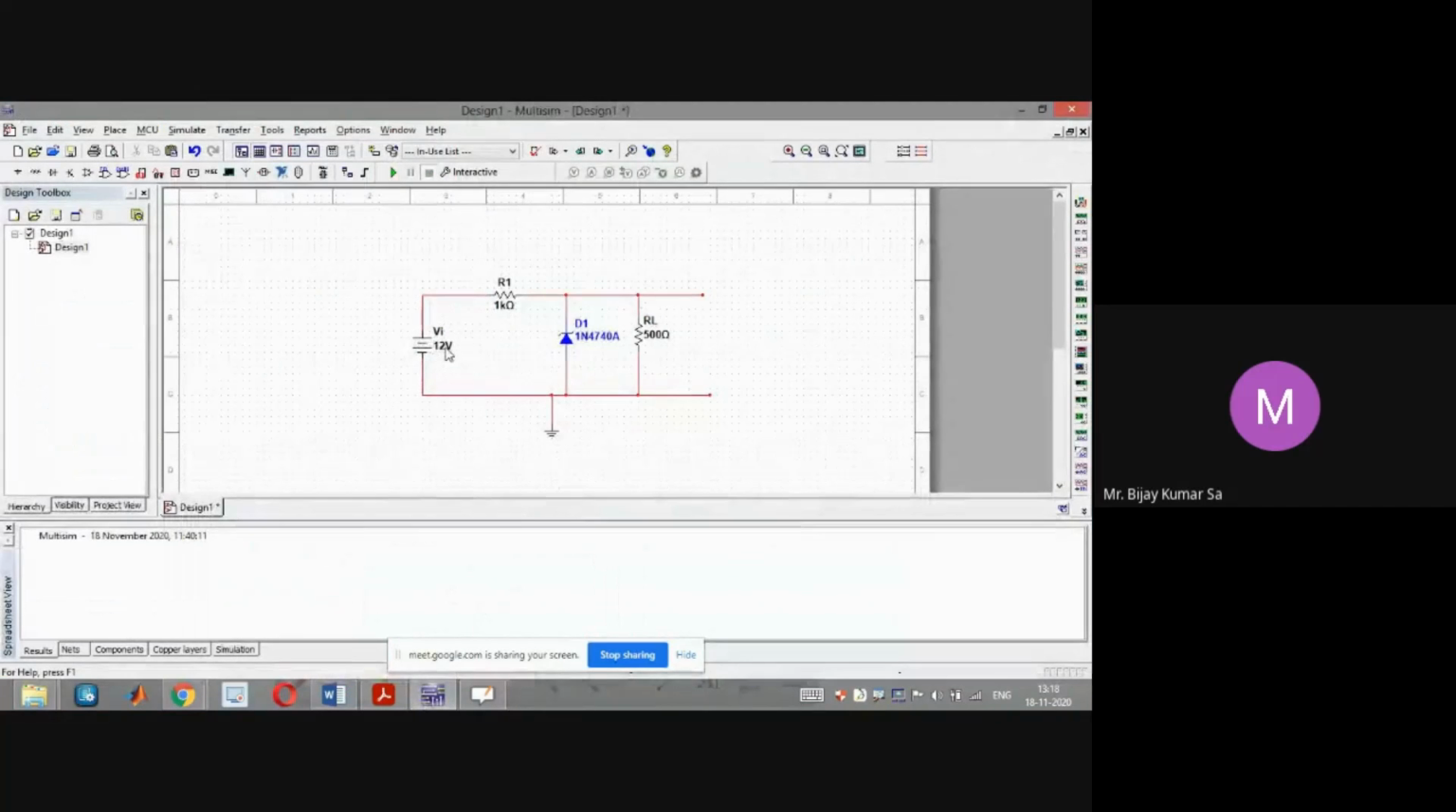So when VI is 12 volt, what do you expect at the output? How much voltage will come out? At the output, how much voltage will you get? Calculate. You have already calculated VI minimum to turn on the diode. So if you set VI equal to 12, how much V output do you expect across these two terminals at the output?